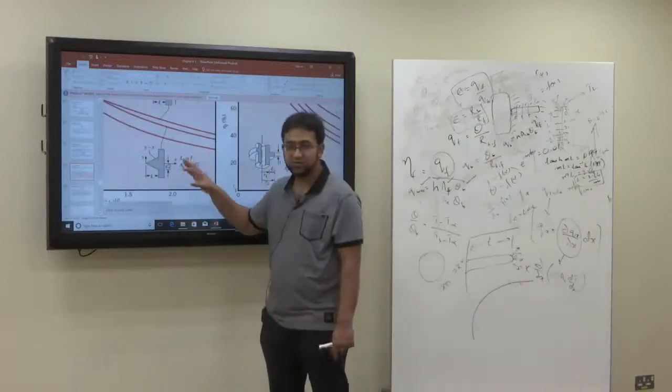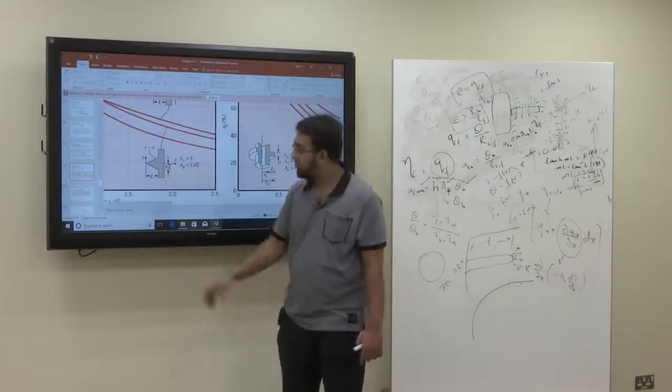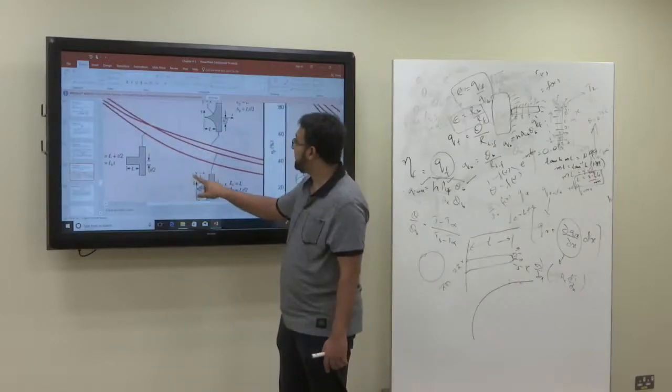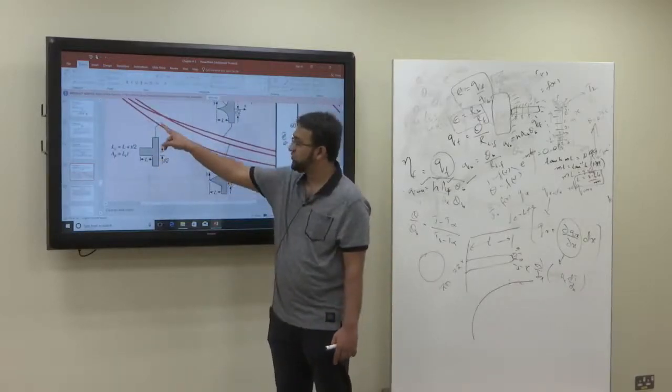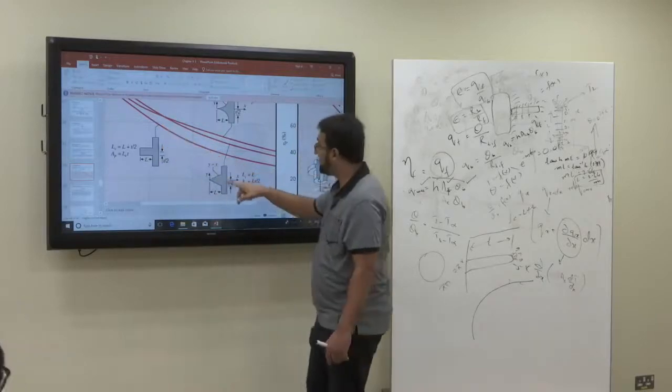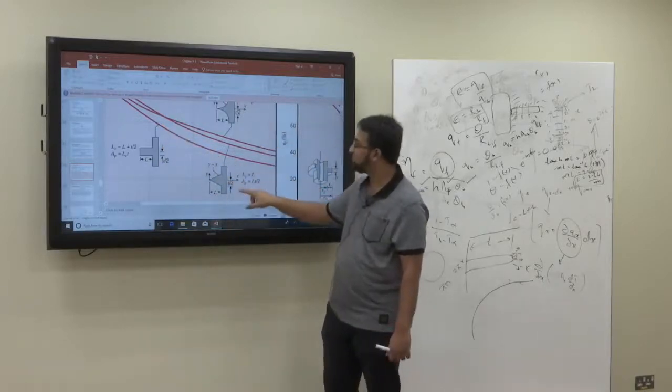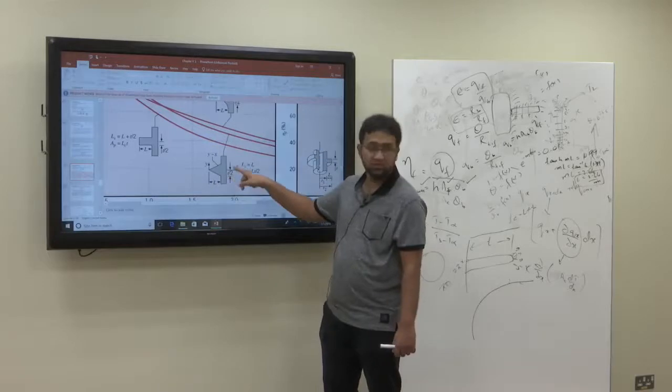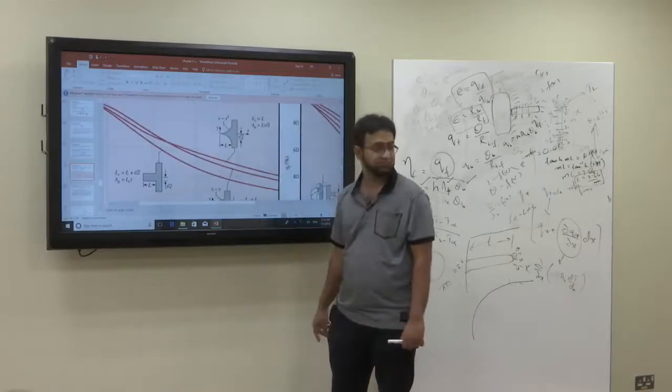Suppose you don't have an annular fin. Suppose you have a straight fin. A straight fin could be of uniform cross-section. This is for uniform cross-section. This is for non-uniform cross-section. For non-uniform cross-section, you could have one like this, or you can have one like this.